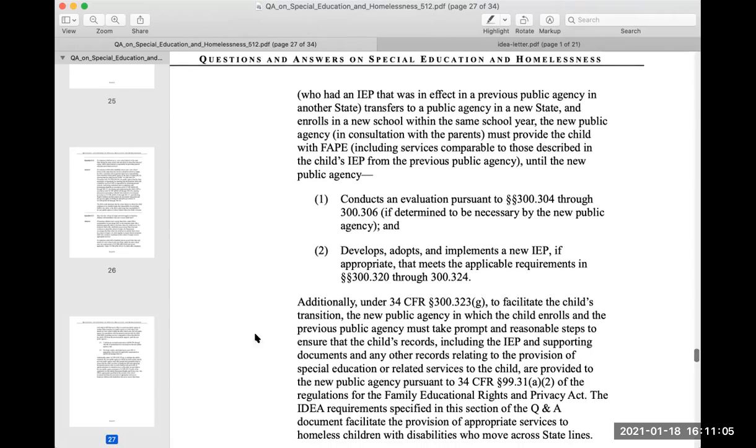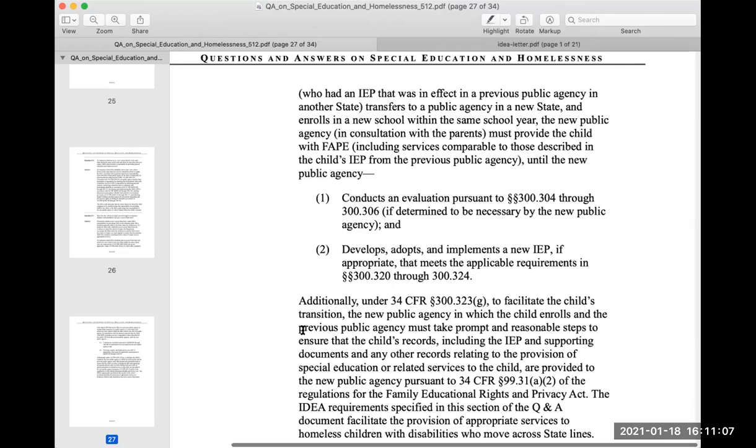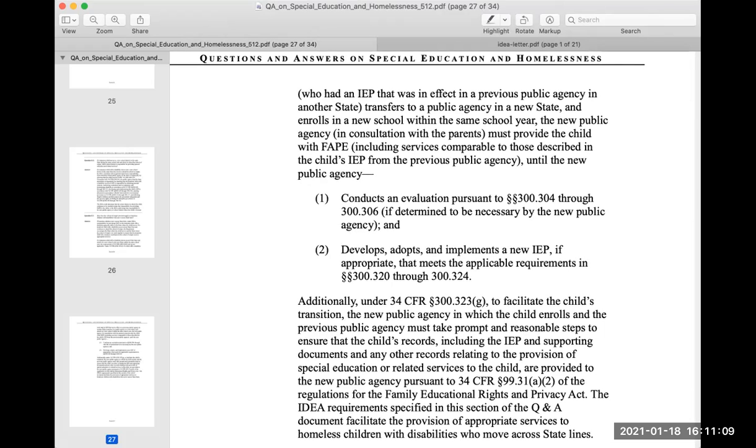If a homeless child with a disability moves across state lines and continues to attend the school of origin, the department encourages the state where the child moves and the state where the school of origin is to work together to ensure that the homeless child who continues enrollment in the school of origin receives appropriate services.